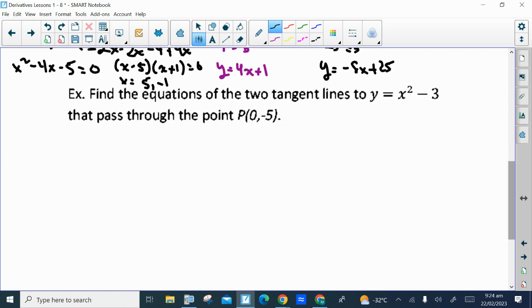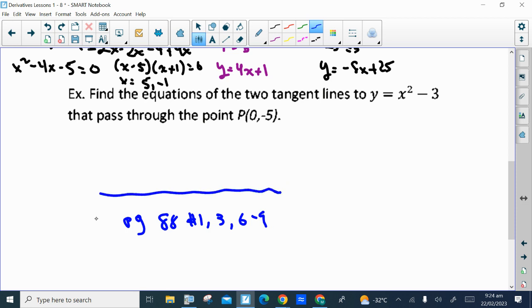So I'm going to stop there. Page 88, numbers 1, 3, and 6 through 9. I am going to collect this one for marks. So you need to do it, and you need to hand it in. Okay, this one is due for marks.